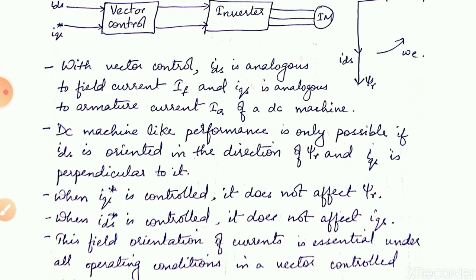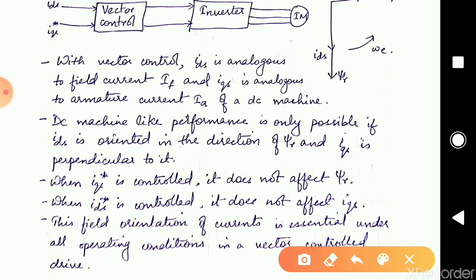Now, the current IDS, this part is quite important. The current IDS is analogous to the field current. We already saw that IDS is the field component of the current and the IQS current is analogous to the armature current of the DC machine. So, this point is important. You have to note it, and all of these points have already been discussed.